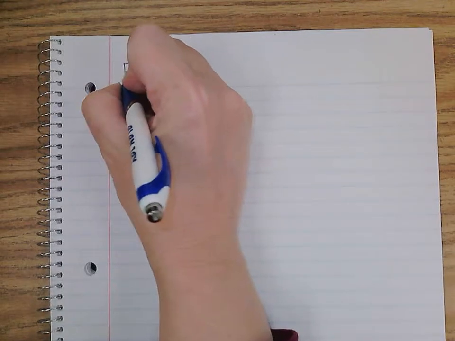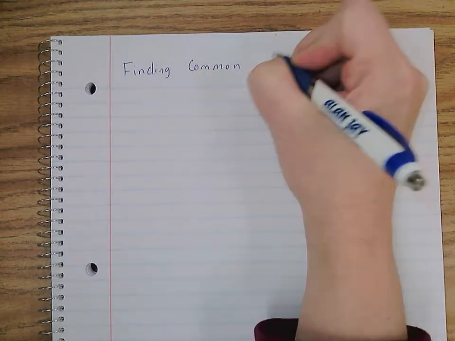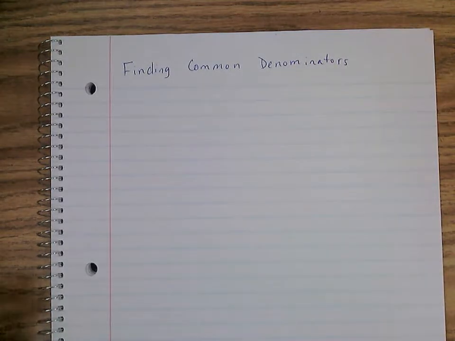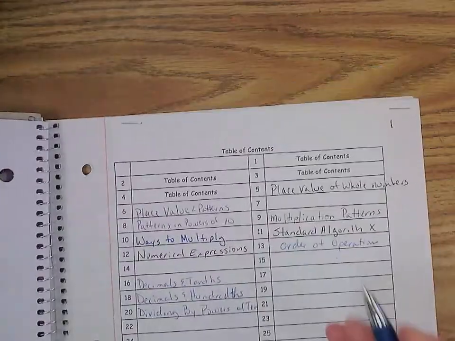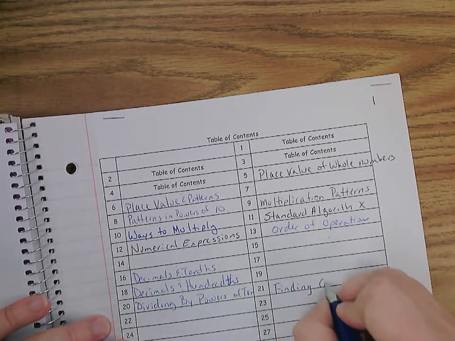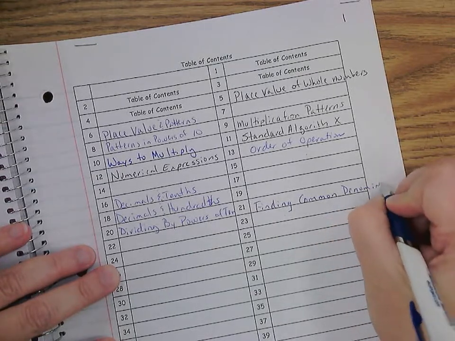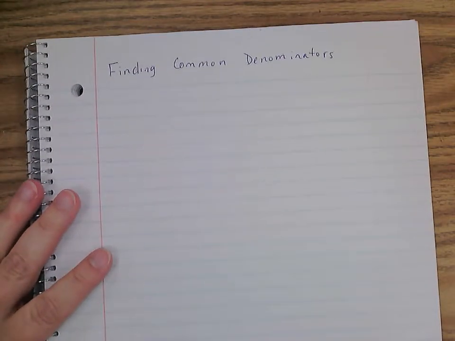So we're going to title our page Finding Common Denominators. Now, if you don't have your notebook, can't find your notebook, you're still going to make these notes, but you're going to use lined paper. Those of you who have your notebook, remember we're going to put that in our table of contents. So I'm on page 21, so I'm going to put Finding Common Denominators. So that's where mine is going to start, finding common denominators.